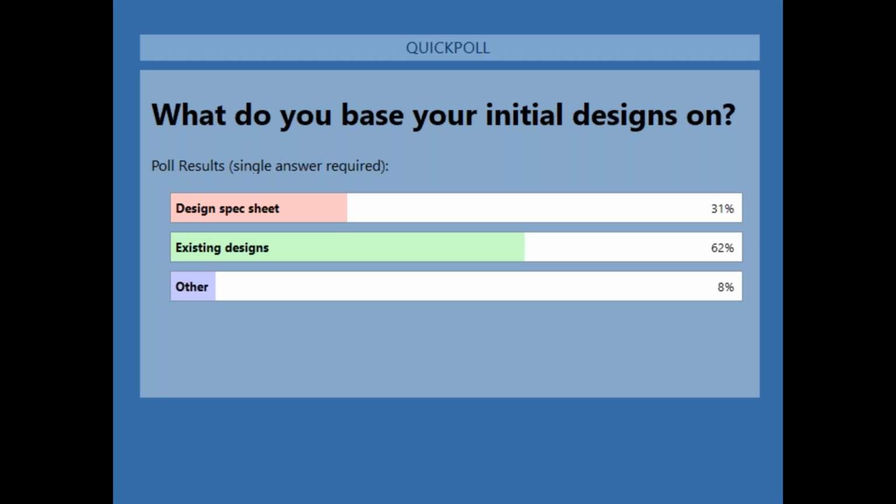Right. Existing designs. A lot of the time people have designs that have existed for a long time and they need redesigning, reevaluating. I am curious for the 8% of you that voted for other, where your initial design comes from. So if you want to throw that in the chat box, I'd be really curious.